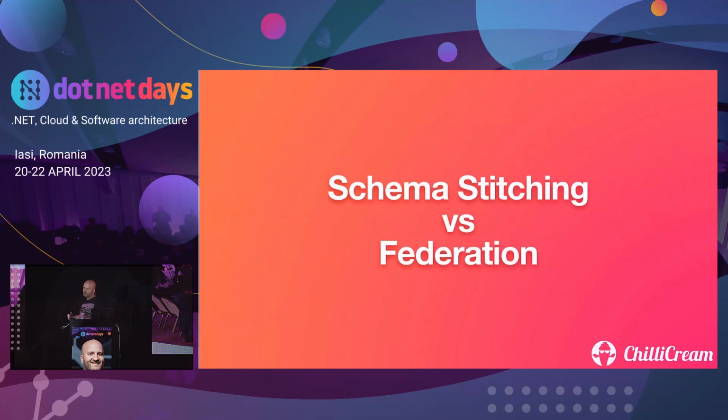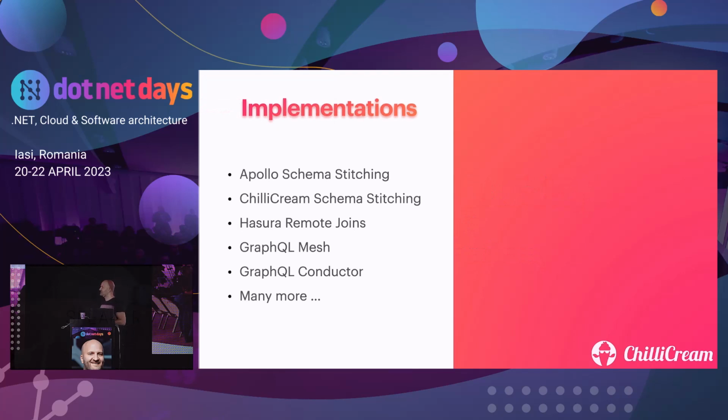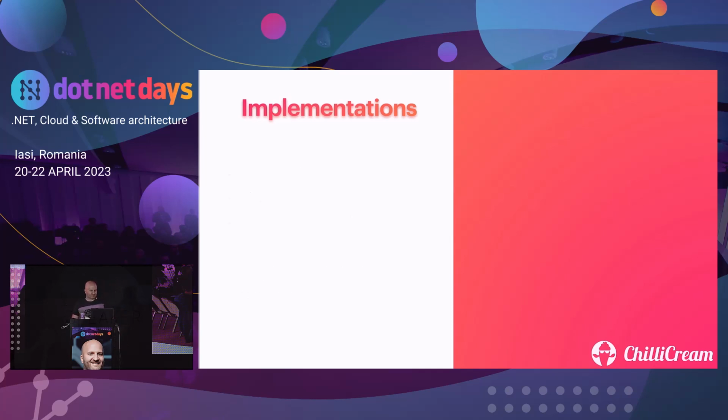There are two approaches in distributed GraphQL schemas. One is called schema stitching, and one is called federation. There are tons of implementations for that. We have Apollo schema stitching, Chili Cream schema stitching, that is essentially the .NET variant we built. There's Hasura remote joins. There is GraphQL Mesh from the Guild, and many, many more. And also for federated approaches, there are tons of implementations to implement a distributed GraphQL schema.